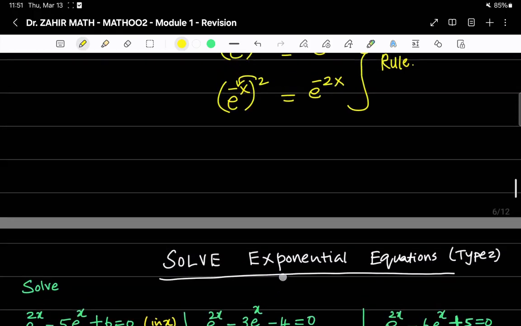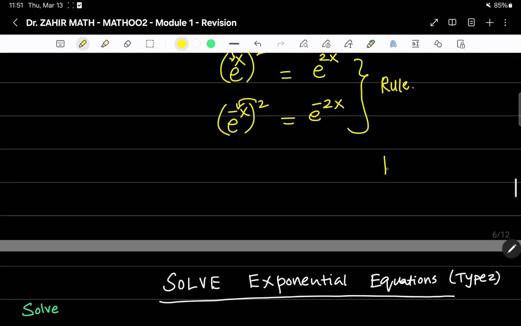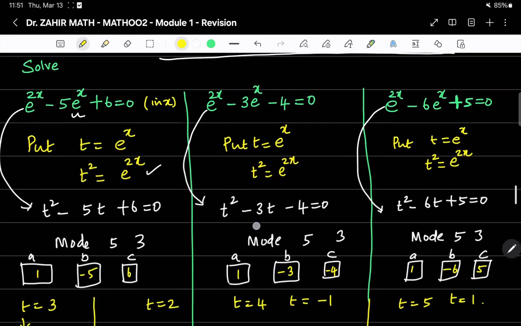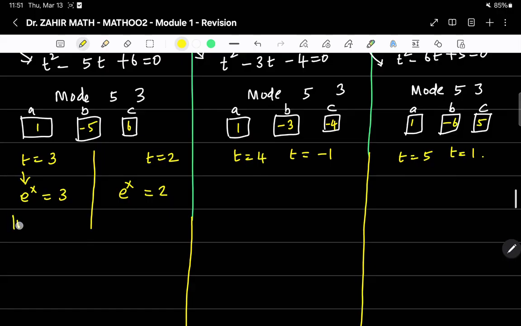Keep in your mind, whenever your x is locked inside e power x, and you want to take this x out, you should take ln like this. After that, use your power rule. This comes as x ln e. So what is the value of ln e? It is 1. Okay, so this is the idea. I'm going to take ln e power x is equal to ln 3, both sides, because this is an equation.